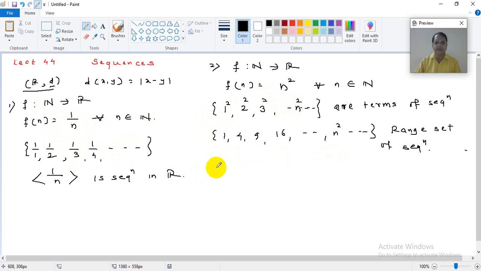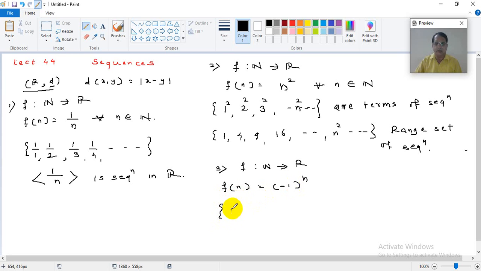Another example we will take. Say f is the function from N to R. Again I am talking about a sequence in the usual metric space R comma d. So by the definition of the sequence as a function, the definition will be f of n is equal to minus 1 raised to n. Now what will be the terms? What will be the range set of this sequence?